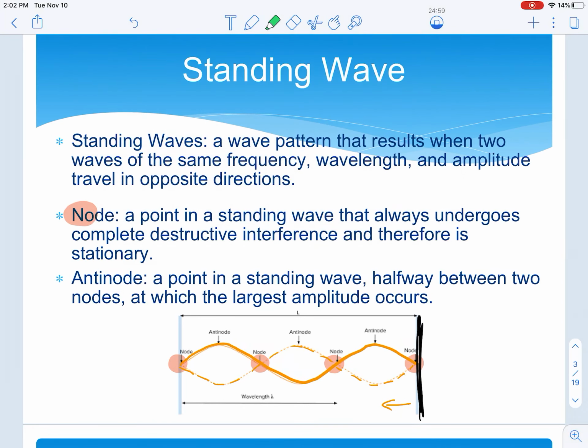The antinode would be the opposite of that. Instead of having no amplitude, or our points of total destructive interference, we're going to have complete constructive interference. So my antinode is the opposite of no amplitude. And so this is where we are going to have our maximum amplitudes.